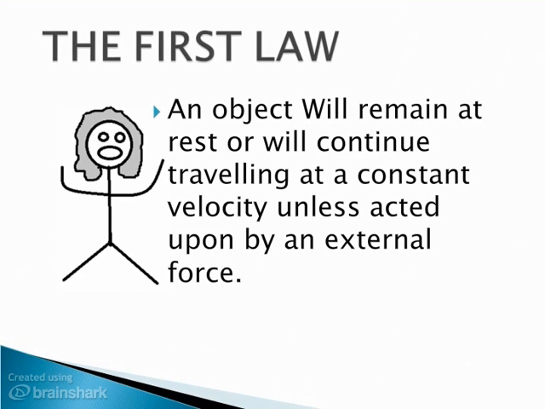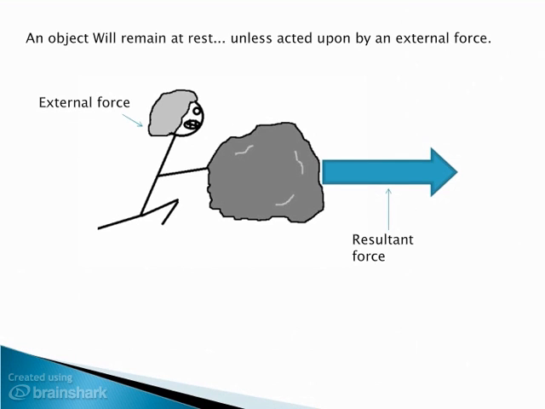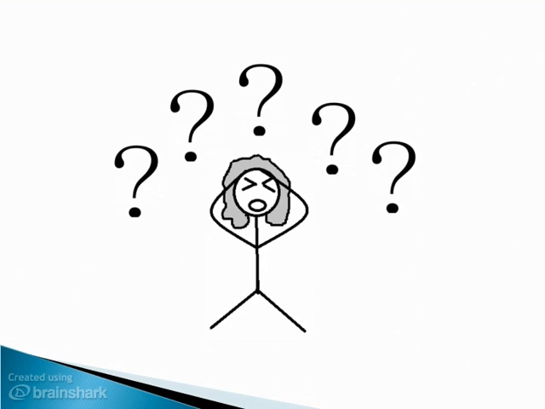The first law states that an object will remain at rest or will continue travelling at a constant velocity unless acted upon by an external force. Now the first part of this makes sense. An object won't move unless you give it a push. But the second part is a bit more confusing.